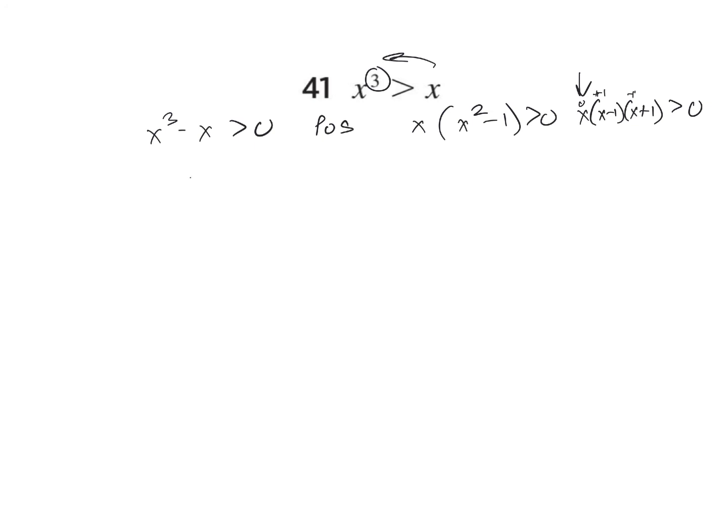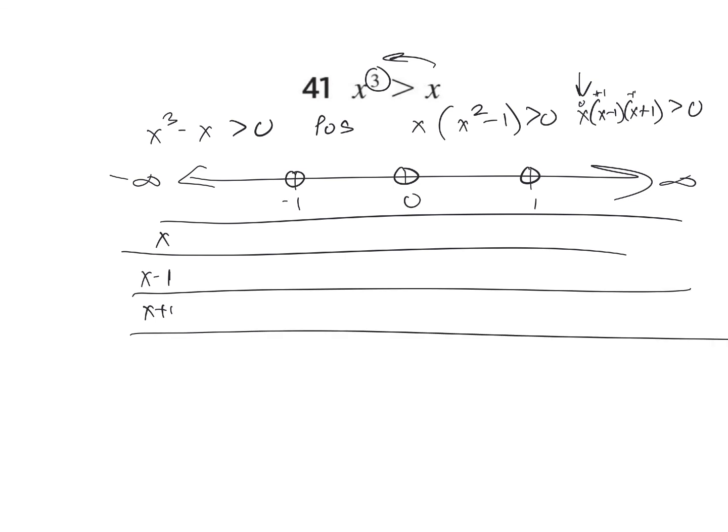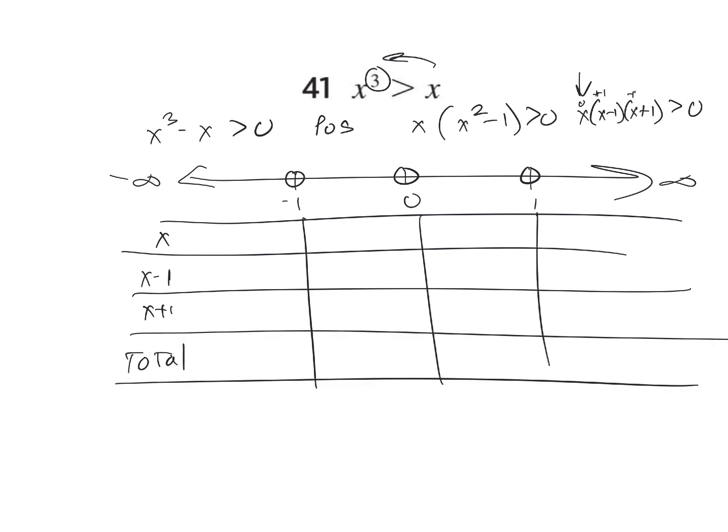All right, number line. Negative infinity to positive infinity. Negative 1, 0, positive 1. It's not equal, so these are all open circles, open dots. We have x, x minus 1, x plus 1. And our total values. Less than negative 1 is negative 2. Negative 2 minus 1 is negative. Negative 2 plus 1 is negative. That's going to give us a negative.